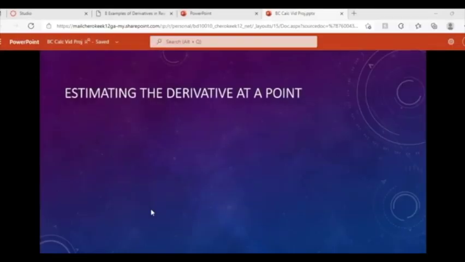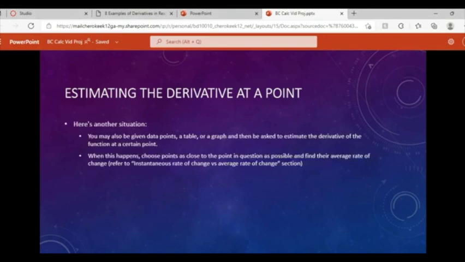So imagine you are asked to estimate the derivative at a point, but you're not given the function. Imagine you're given a graph or a table or a set of data points instead. How would you find the derivative at that point? When this happens, you want to look at the points immediately before and after the point in question, and find the average rate of change or slope between them.